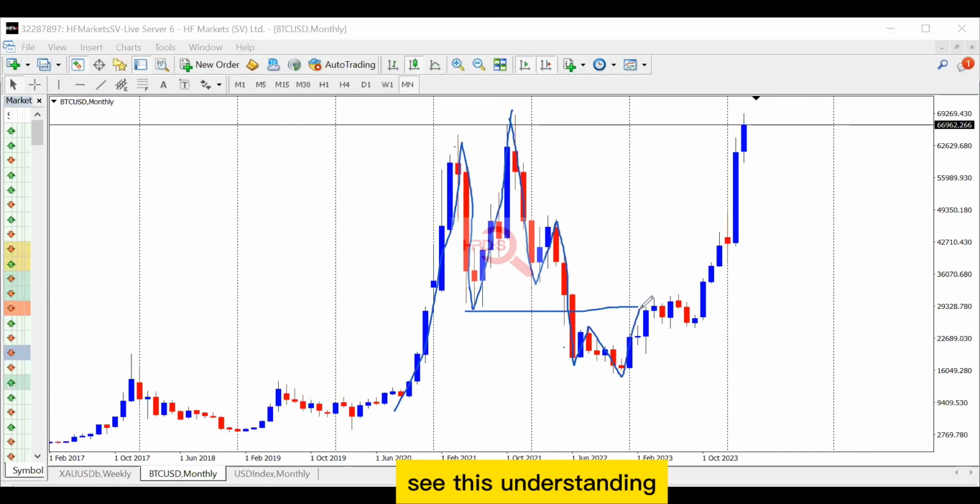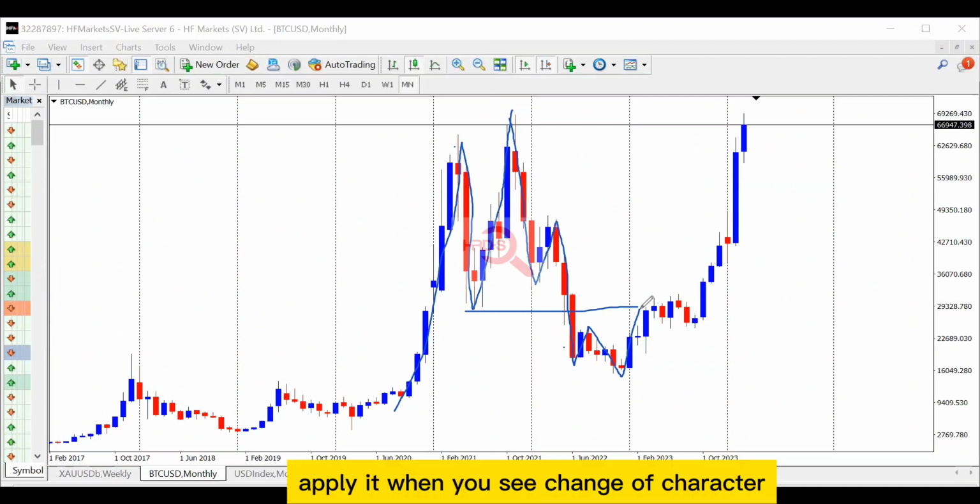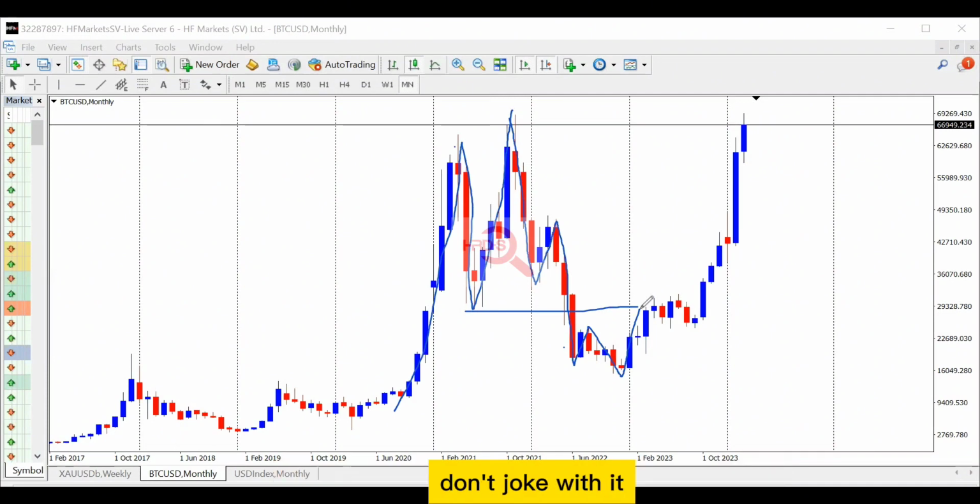See, this understanding of price action works for anything, any asset in the financial market that you are trading. Apply it when you see change of character. Know that it is a change of character, especially when you see change of character in monthly time frame and weekly time frame. Don't joke with it. All right. So this was a clear signal. There is nothing confusing. I don't know why people say that Bitcoin took them unaware.